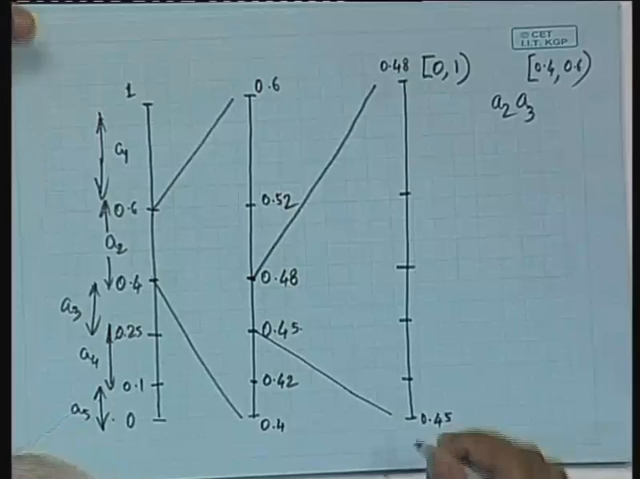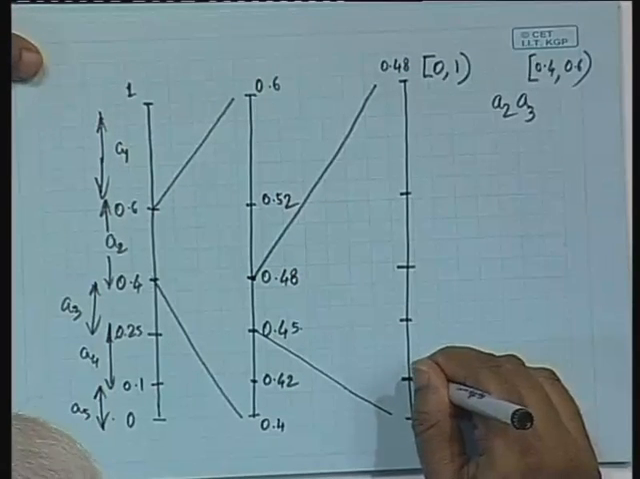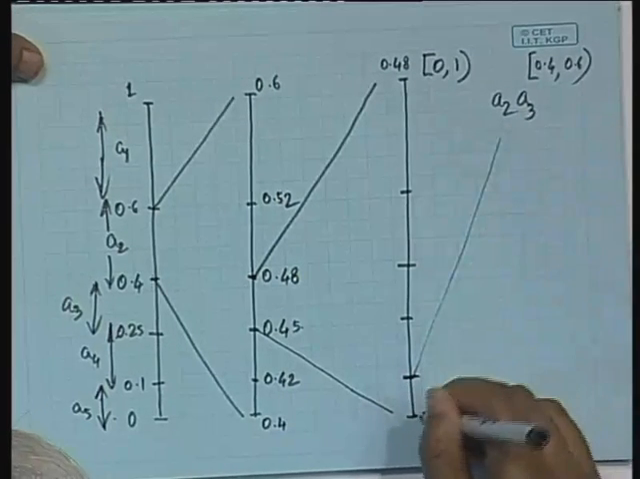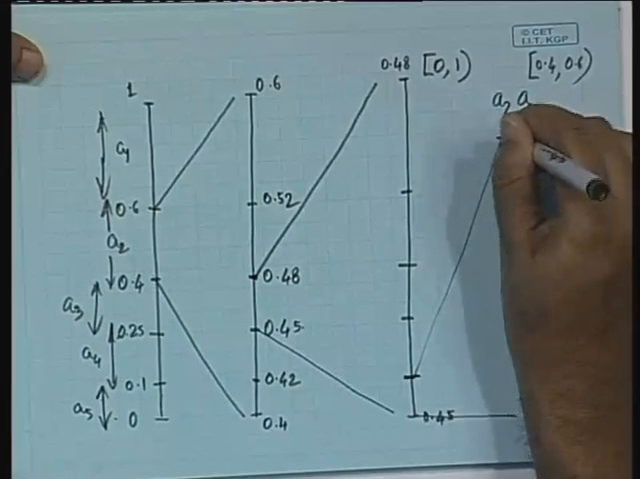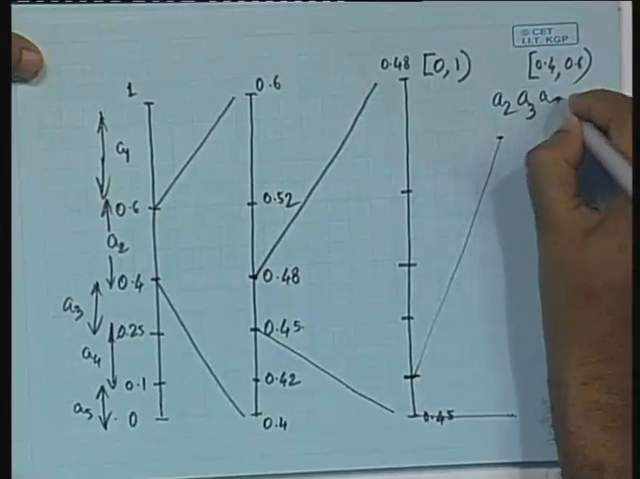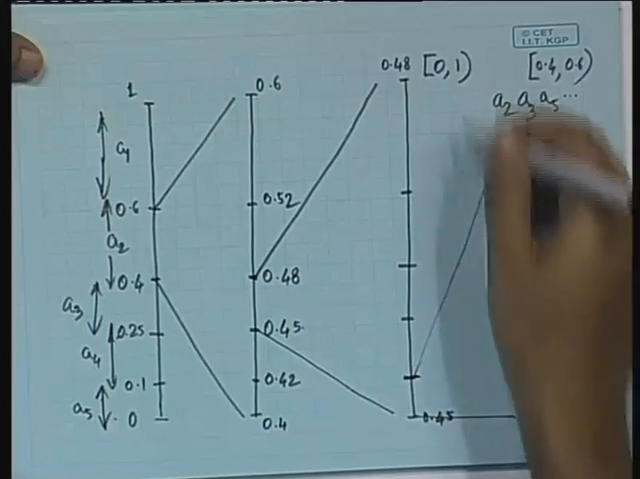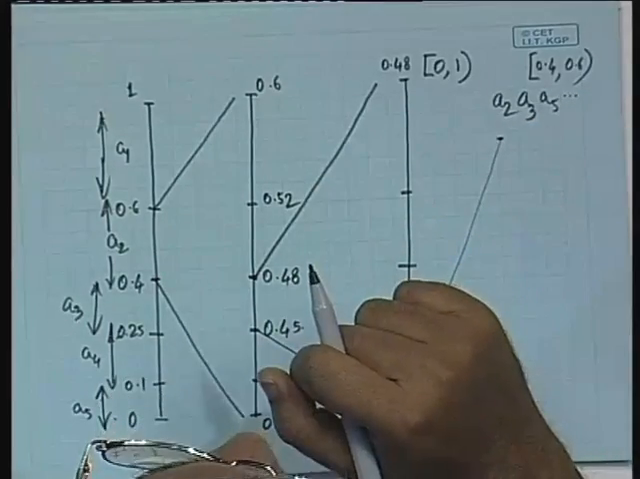Supposing the next symbol is A5, so now this has to be expanded, okay, so it will be 0.45 to some other number. A2, A3, A5 will be represented by some number in this range, okay. Like this we proceed for the arithmetic coding. So ultimately the entire sequence of symbols will be represented by a number, okay. That is the basic philosophy of arithmetic coding, okay.